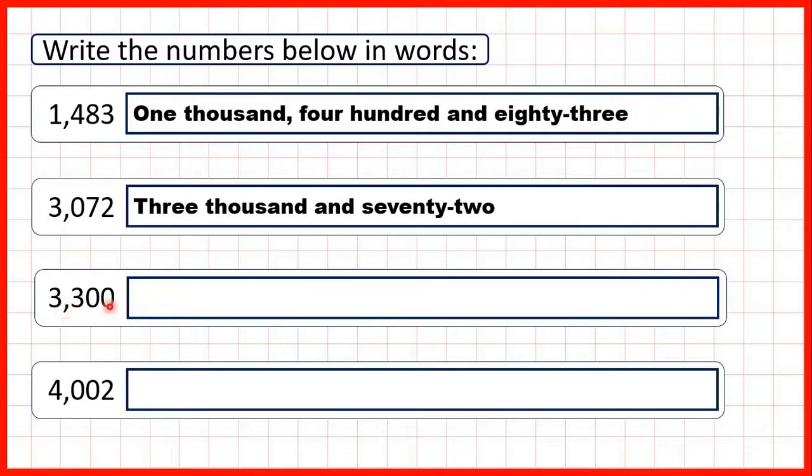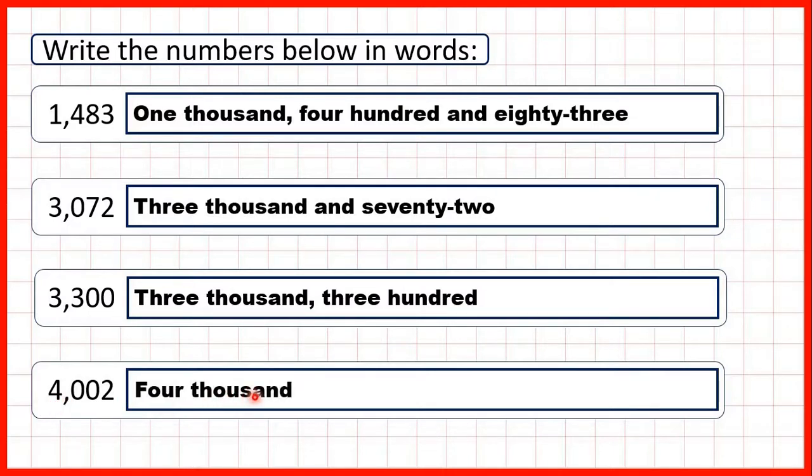Now let's look at this number here. We have 3 as our thousands digit, so that's 3000. Then looking at the last 3 digits, we have 300, so that's 300. Our number is 3300.